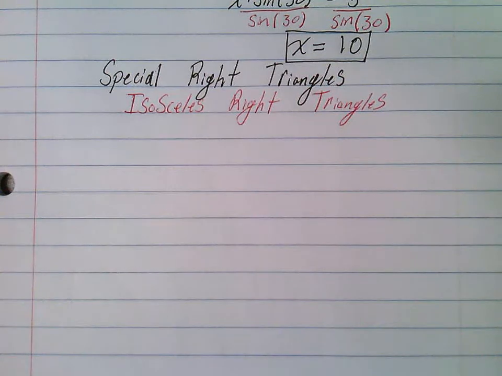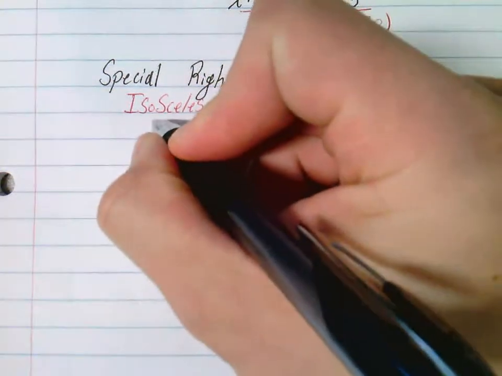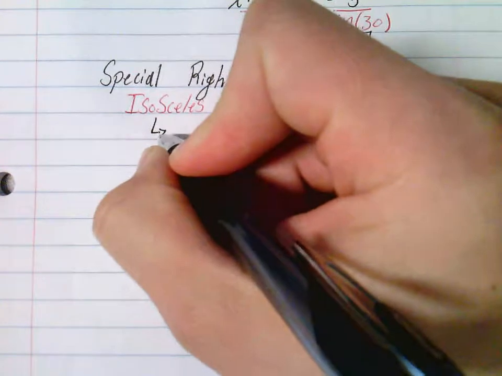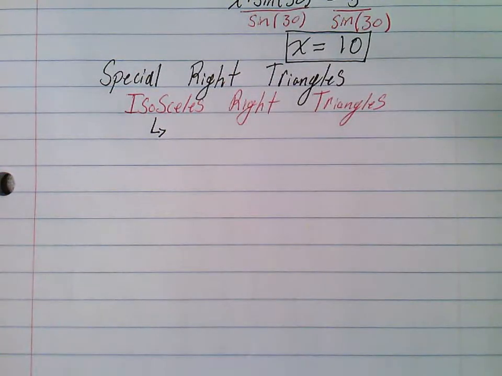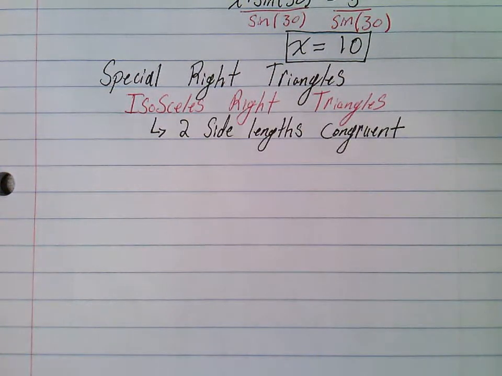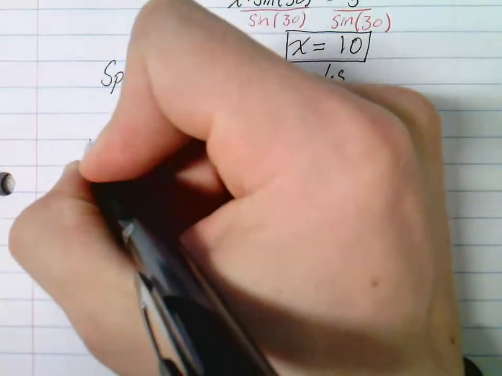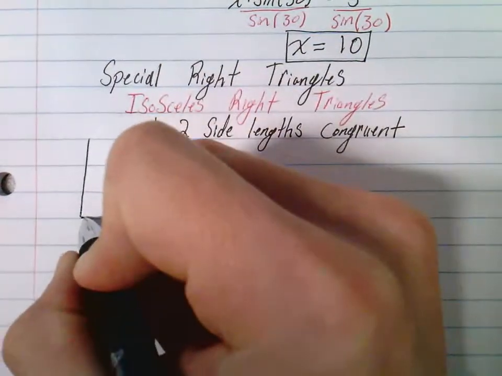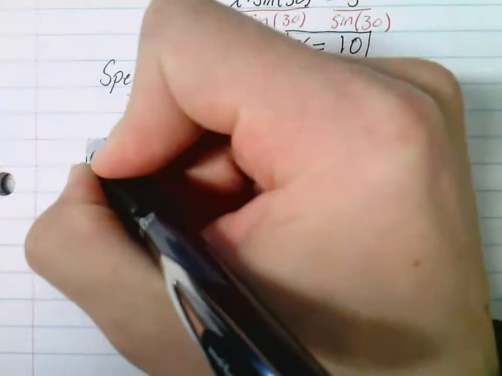Isosceles triangles. Remember we had equilateral, scalene, and isosceles? Which kind was an isosceles triangle? If we have an isosceles triangle, we can draw one here. If it's a right triangle, it'll look something like this.